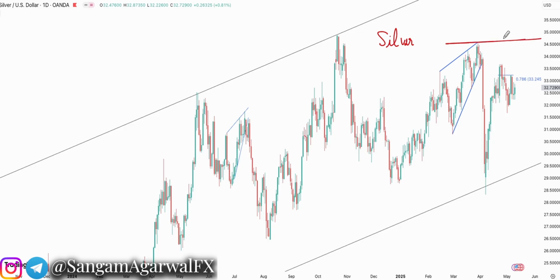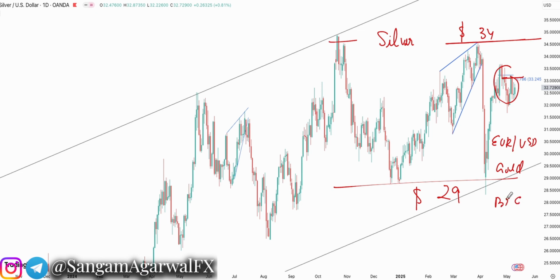Silver daily time frame, big static resistance and big support, still the same 29 and 34, no change. But silver is sideways near the 78% retracement of this last week. So the dollar is moving, gold is moving, Bitcoin is flying, but silver is locked sideways in the same price area, no major change.